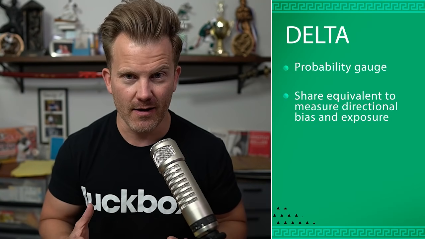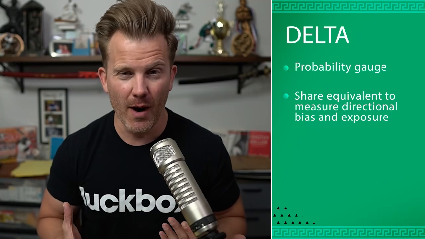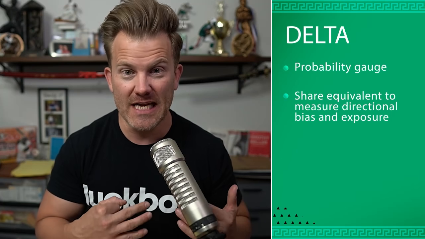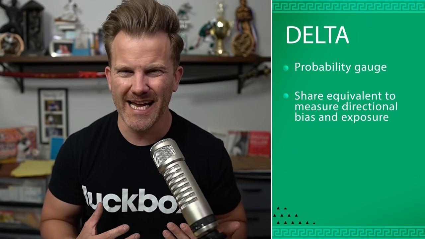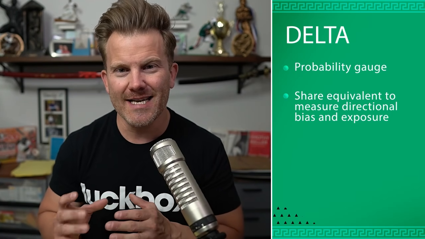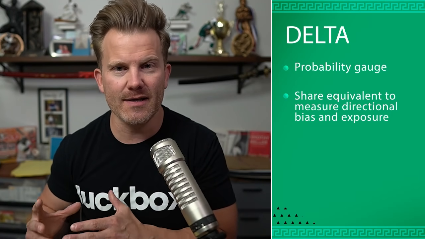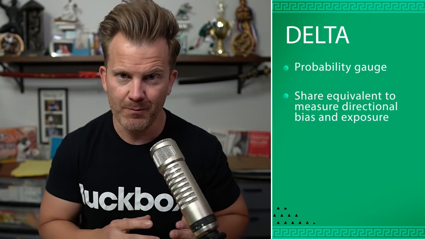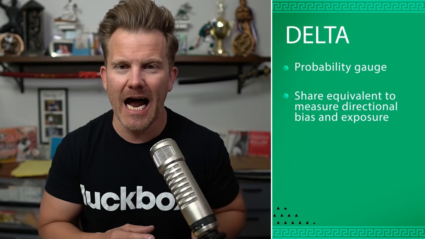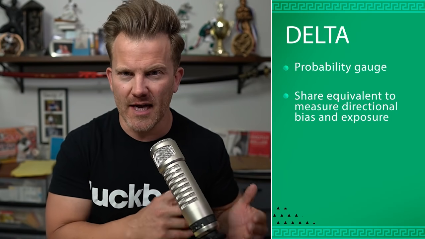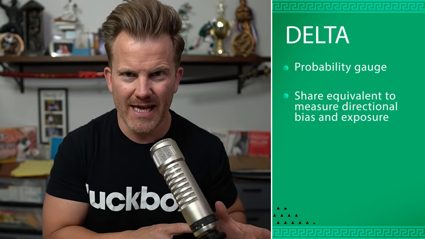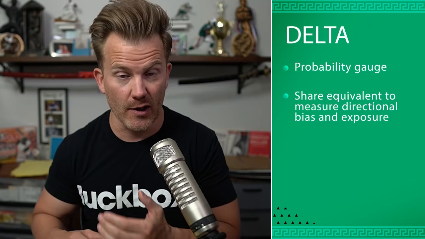Now, interestingly, at Tasty Trade, we actually probably use delta's textbook definition, the standard, default setting of delta, the least. Instead, we use delta as a probability gauge and delta as a directional bias measurement at different points in time. On trade entry, when we're putting on a brand new position, that's when we lean on the probability aspect of delta. When we make adjustments to that position, that's when we might use both the probability gauge and the directional bias that delta provides us.